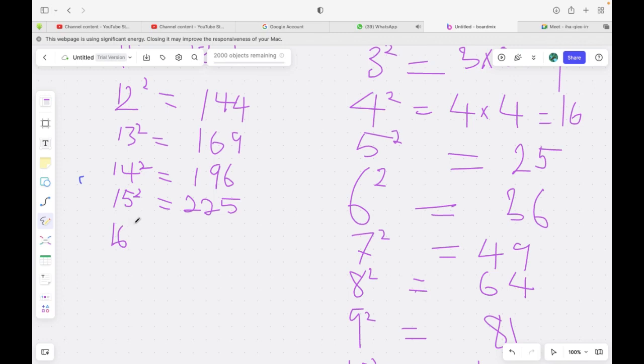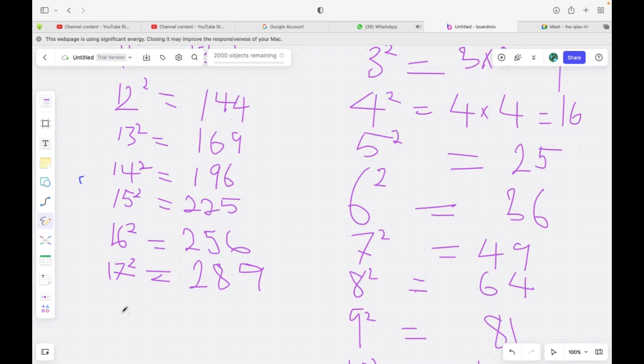16 square is what? 256, right? Oh, these are all square numbers. All these numbers like 1, 4, 9, 16, 25, 36, 49, 64, they are all called square numbers. 17 square is what? 289, right? That's 17 square.